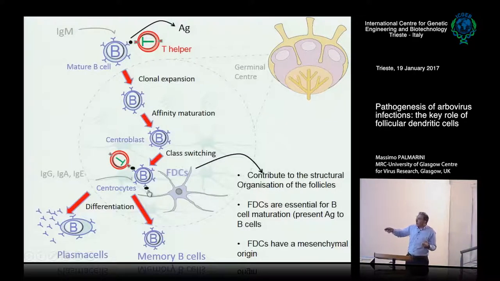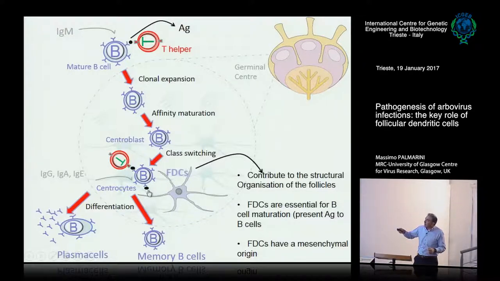Now, of course, they are also essential for B cell maturation. The process of affinity maturation of B cells, where those that have a higher avidity for the antigen are increasingly selected, is also facilitated by FDCs. And just to remind you that these follicular dendritic cells have a mesenchymal origin, so they have nothing to do with the classic dendritic cells or with the plasmacytoid dendritic cells.